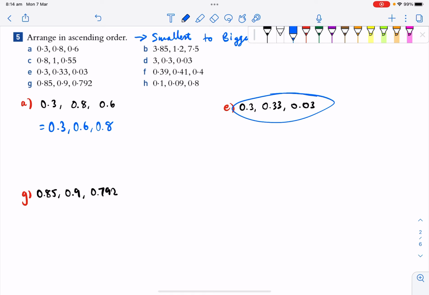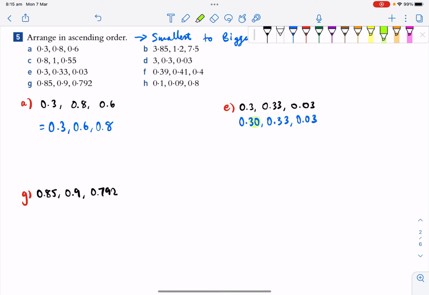All right, let's have a look at this one here. Now, notice we have 1 decimal place, 2 decimal place, 2 decimal place. So I need to correct this one. And the way we do that, there's 1 decimal place, we need to get it to 2 decimal place by filling it in with a 0. Okay, so let me rewrite that. So that's 0.30, 0.33, and then 0.03.